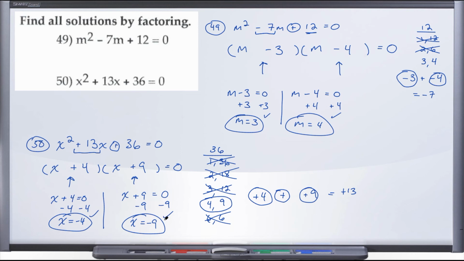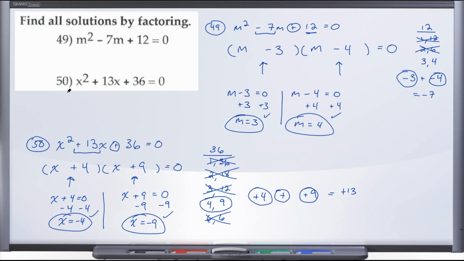And on the test, how can you check yourself? Well, again, take each of your solutions, plug it back into your original equation, and you should get a true statement. So when you plug in negative 4, the left side should equal 0, right? So that you get 0 equals 0. If you plug in negative 9, you should get 0 equals 0. All right, and we can go ahead and try that.